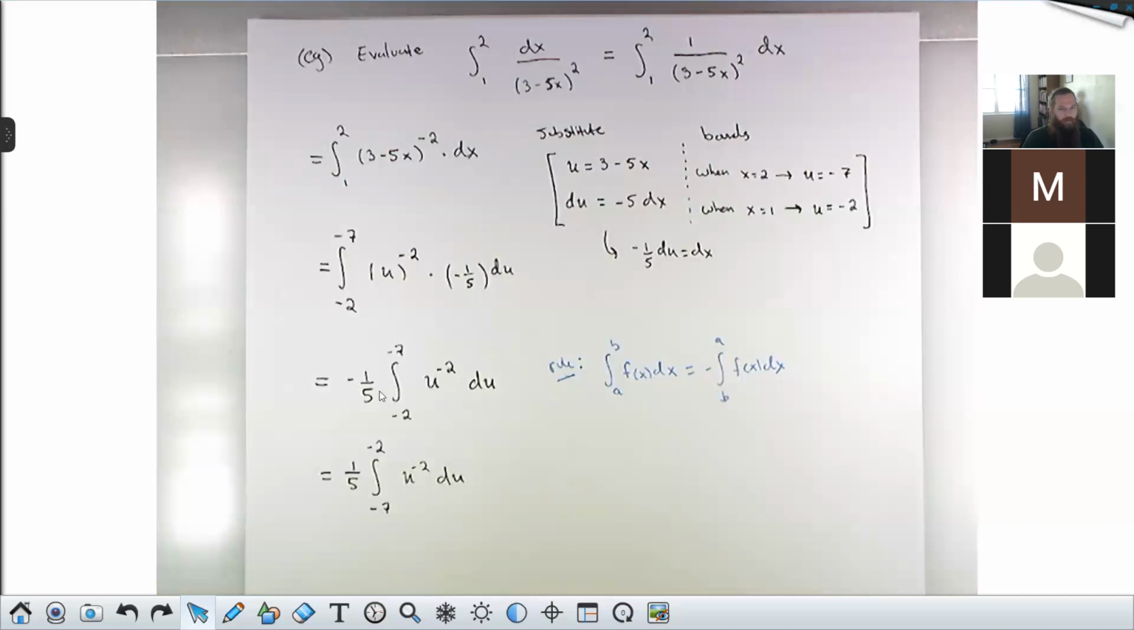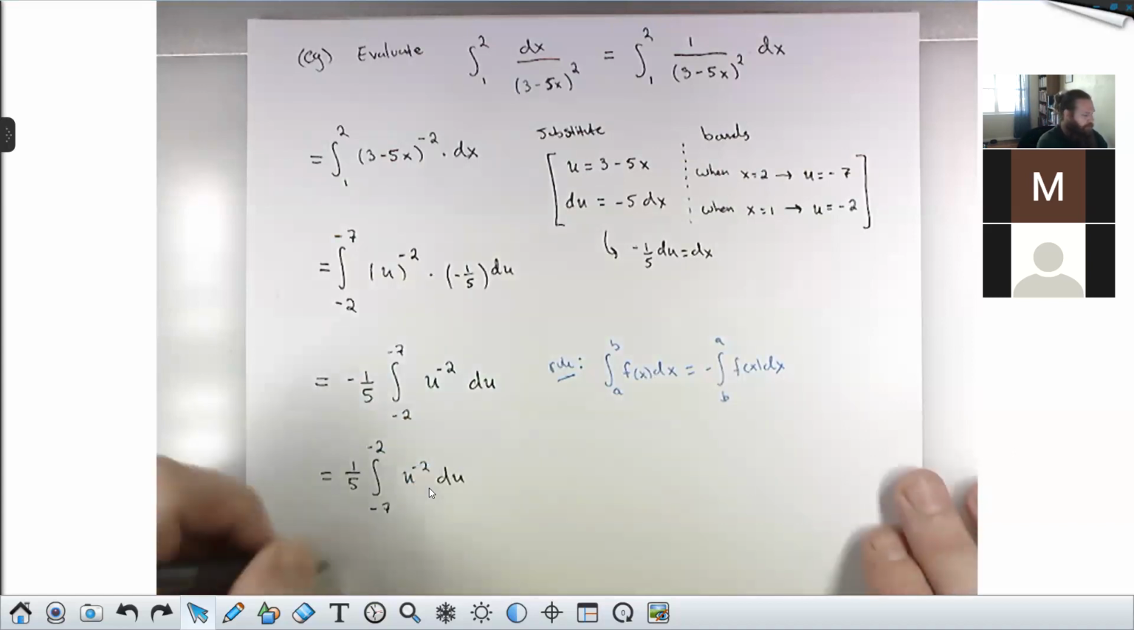Now I can calculate an antiderivative, and we could have done it from this step. It wouldn't hurt you to not flip the bounds. I think it's just nicer. You'll have more negatives to play with at the end if you don't, but you could have left it as it is. The antiderivative here, again, follows from the power rule.